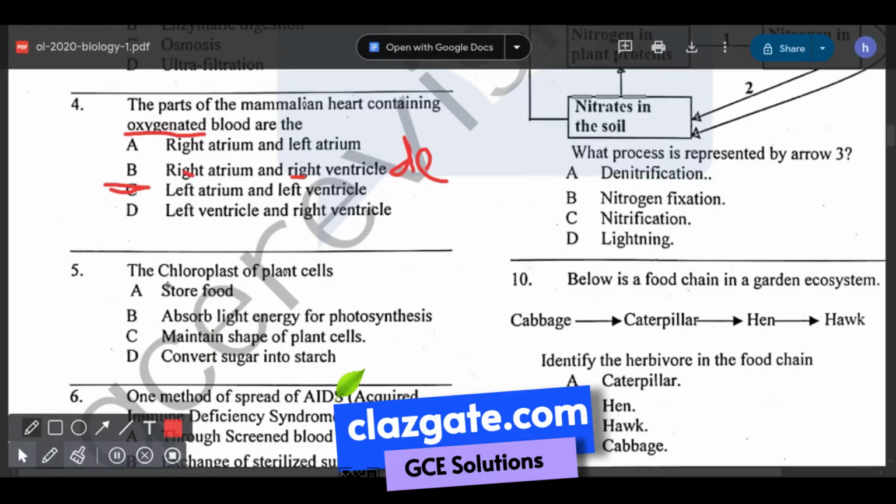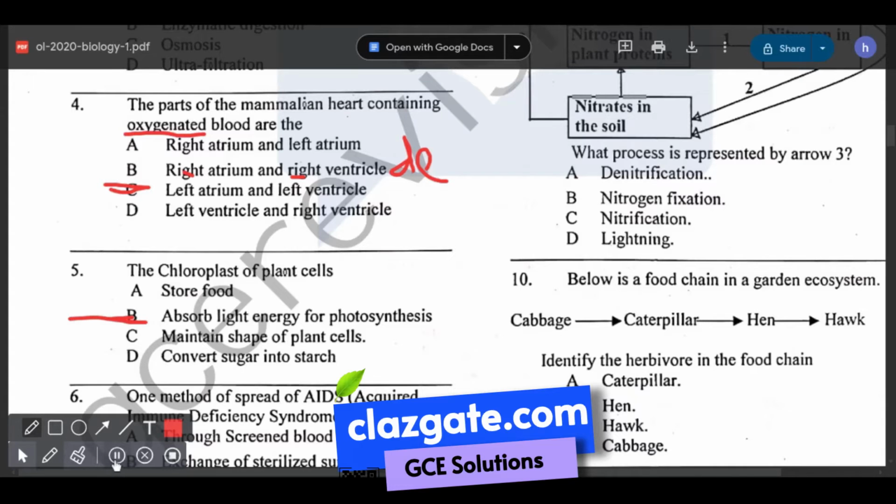Question number 5. What do the chloroplasts of plant cells do? They store food, they absorb light energy for photosynthesis, they maintain the shape of the plant cells, or they convert sugar into starch. They absorb light energy for photosynthesis. This is the correct function of the chloroplast, because the chloroplast contains chlorophyll, which is a pigment that absorbs sunlight. So B is the correct answer.